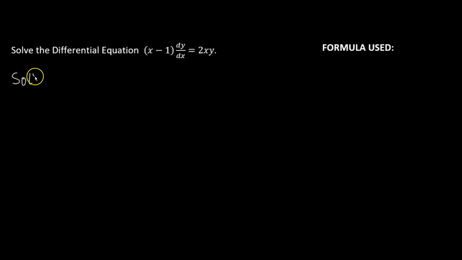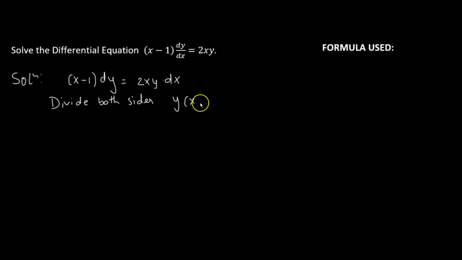So here we will begin by rewriting the differential equation as (x minus 1) dy equals 2xy dx. Then we will divide both sides by y times (x minus 1). That gives us dy divided by y equals 2 times x divided by (x minus 1) dx. This is now in variable separable form, because the coefficient of dx is entirely a function of x, and the coefficient of dy, which is 1 over y, is a function of y.